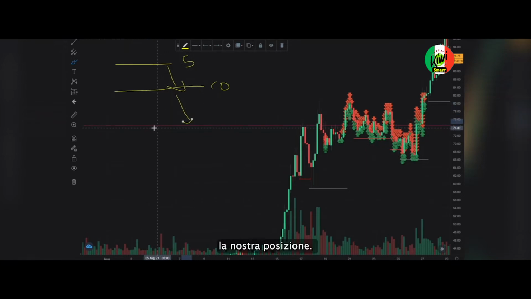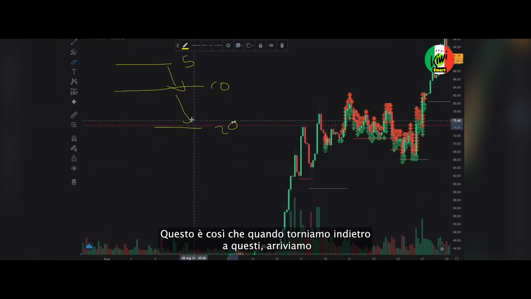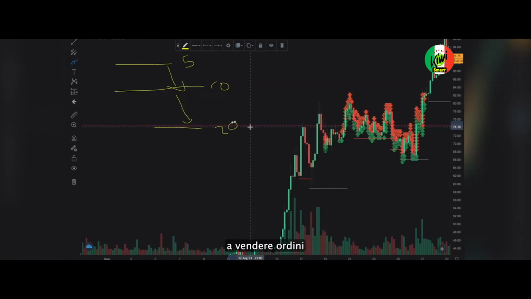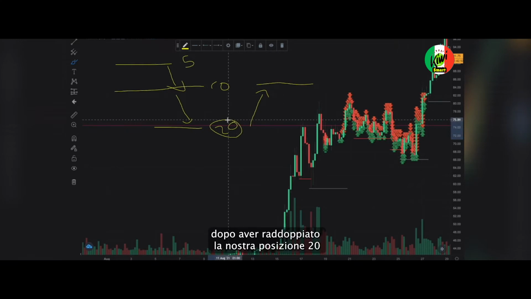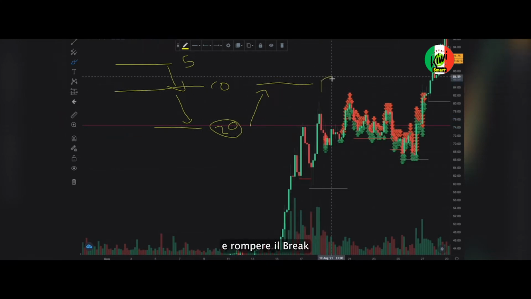it'll double our position again to $20, and so forth. It will continue to double the position. This is so that when we move back up, these then become sell orders, and we sell 20 after doubling our position to 20 and break even at the next trade.